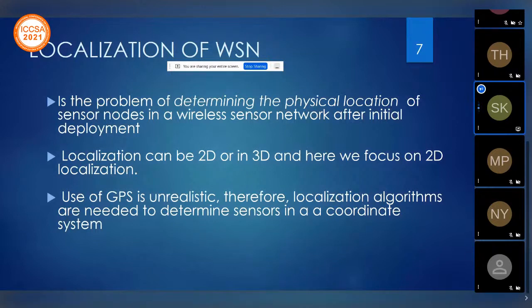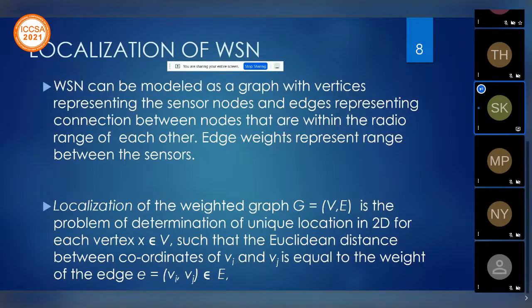Of course, using a GPS will tell us where exactly the sensor is. However, GPS drains out a lot of energy, so equipping every sensor with GPS is not practical. So the way we look at the problem is as a graph problem. We say that the wireless sensor network can be modeled as a network graph in which every vertex is a sensor node and an edge represents a connection between nodes that are within the radio range of each other. And we'll talk more about the edge weights and how they're calculated. Edge weights are what we call the range measurement between the sensors.